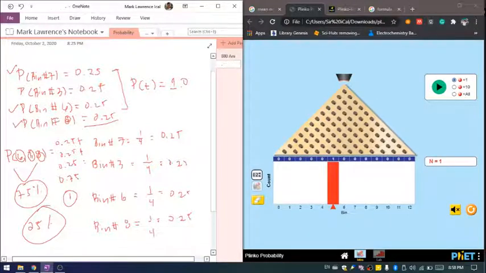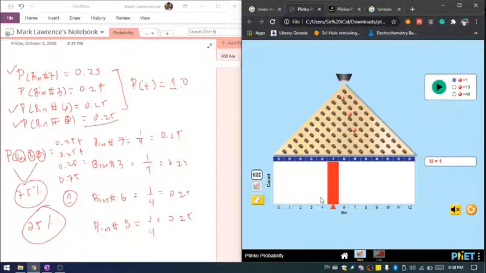Now, let's try 4 attempts. So, 2, 3, 4. See? Alright, so we placed a bet on 6, 7, and 8 balls. It means that if you placed your bet on 6, 7, and 8, you got a higher chance of getting a more possible result. However, in this scenario, bin number 5 has the highest probability of winning.